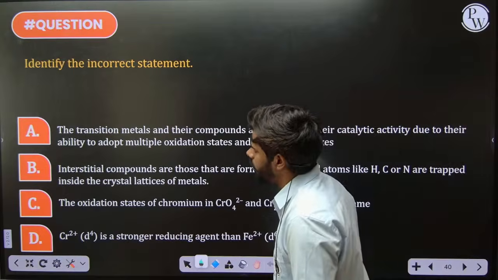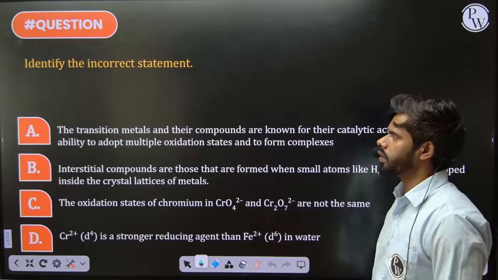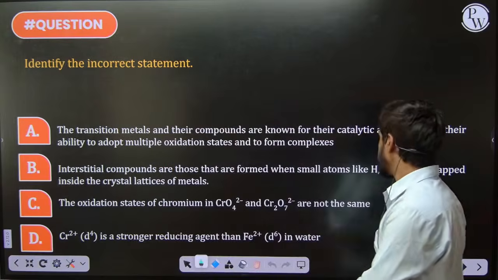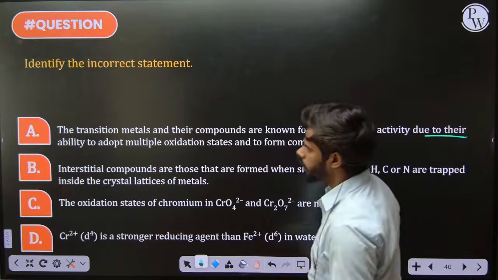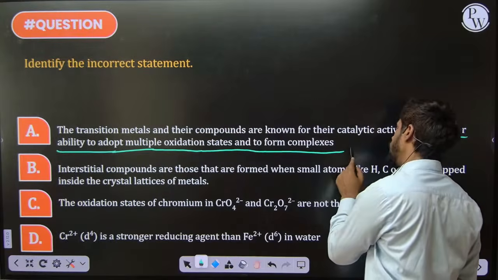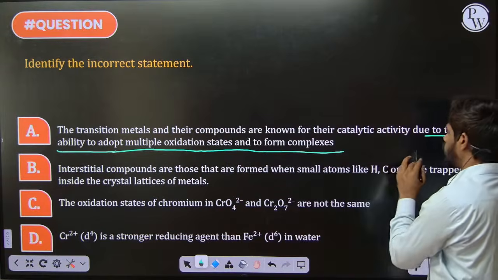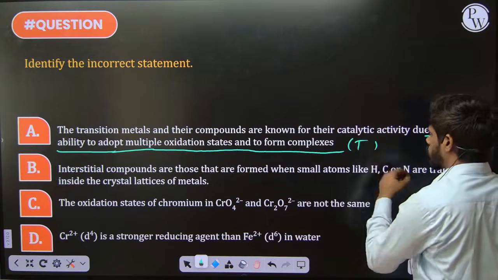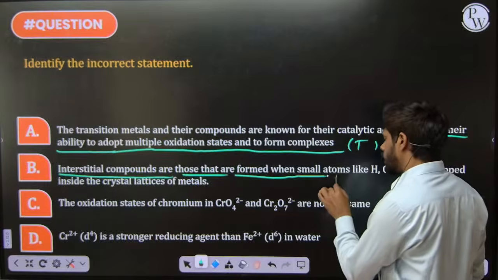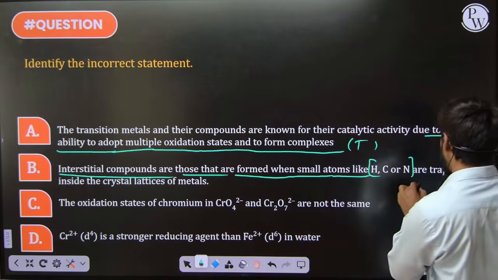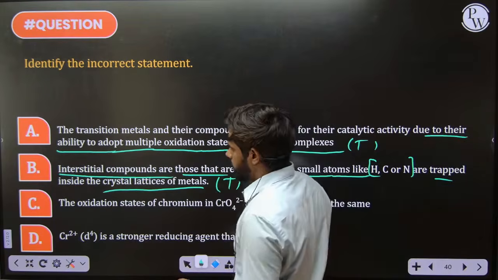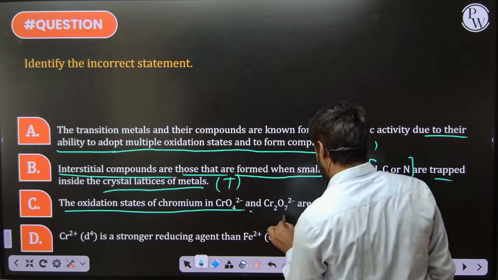Next, identify the incorrect statement. The first statement: the transition metals and their compounds are known for their catalytic activity due to their ability to adopt multiple oxidation states and to form complexes. That is correct. Next, interstitial compounds are those compounds formed when small atoms like hydrogen, carbon, nitrogen are trapped inside the crystal lattice of a metal. That is true.